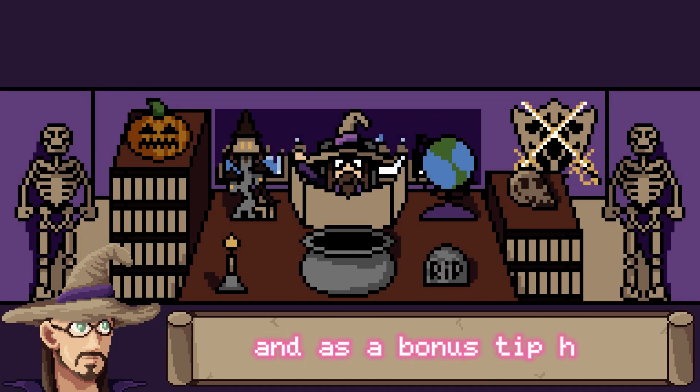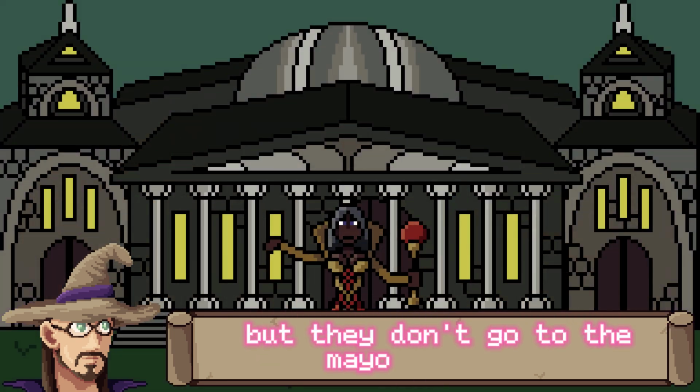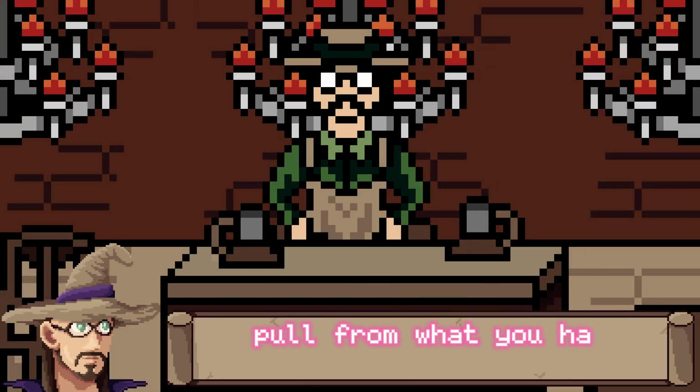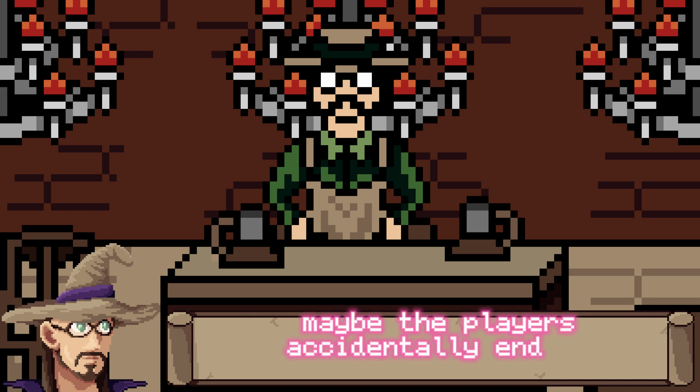And as a bonus tip here, be ready to be flexible with this. Let's say you need your players to talk to the mayor, but they don't go to the mayor's office. Maybe they go to the local inn instead. Maybe the mayor is there. Why? Pull from what you have planned. If the mayor is involved in some kind of illicit plot, maybe the players accidentally end up interrupting some secret meeting in the inn.